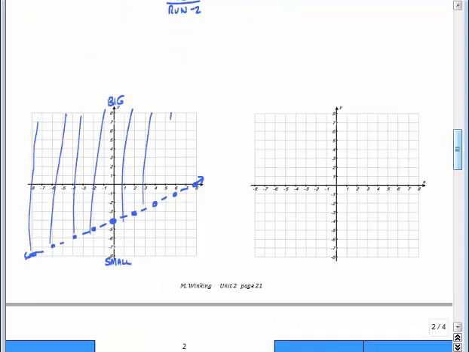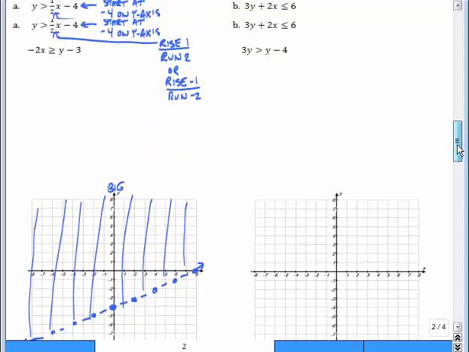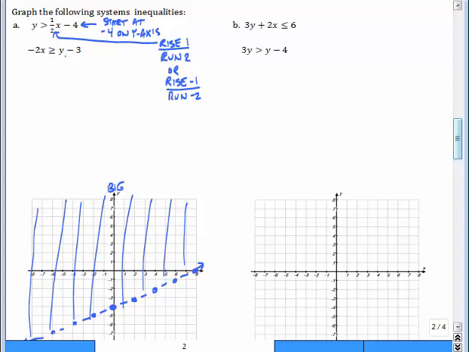I want to do this lightly because I'm going to have to do a second line on the same graph to do a system of inequalities. But before I can do that on this one, I first have to solve it for y to put it in slope-intercept form. So to do that, the easiest way to get y isolated would be to add 3 to both sides.